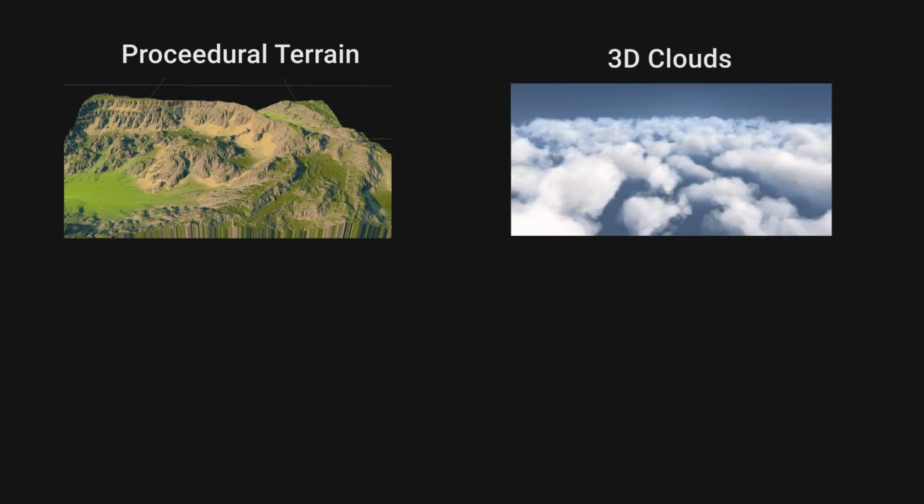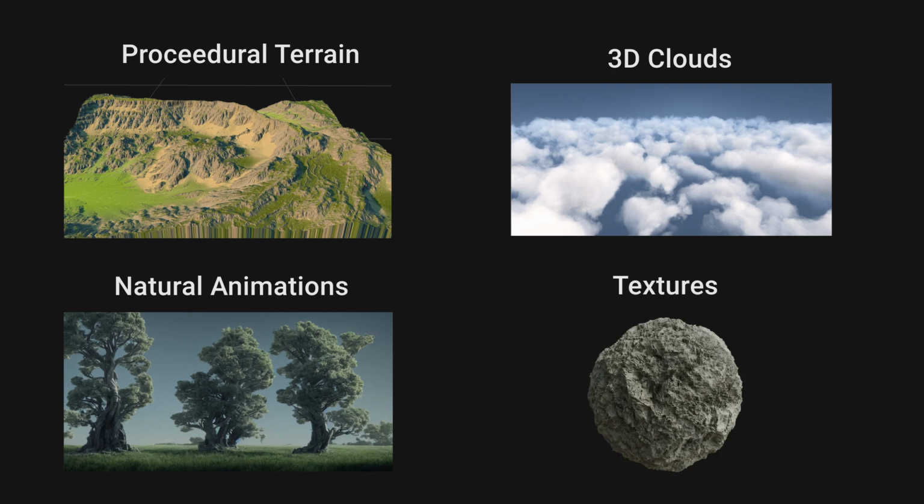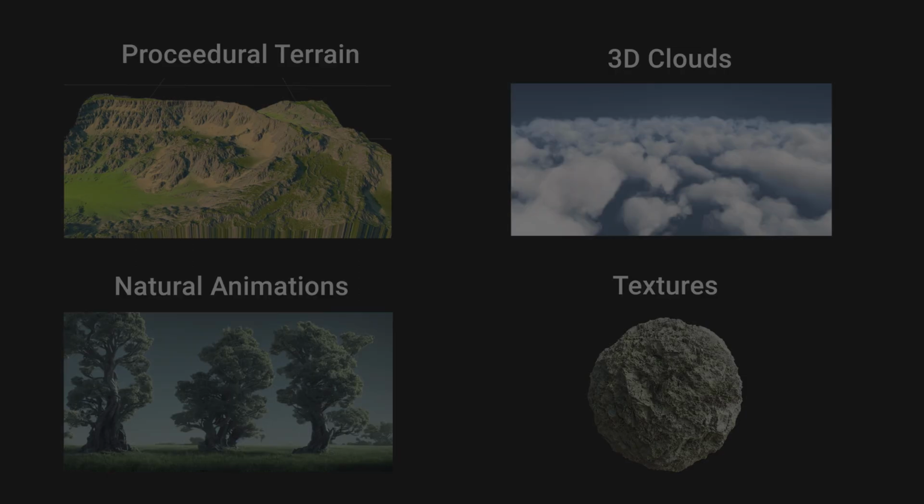Let's get started. Today, we're going to be looking at Perlin noise, which is a smooth, gradient noise function used primarily in computer graphics to produce natural-looking procedural content. Examples of applications include procedurally generated terrain, 3D clouds, natural animations such as leaves moving in the wind, and texture generation. Now, let's dive into the algorithm itself.